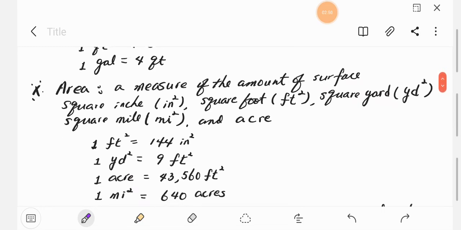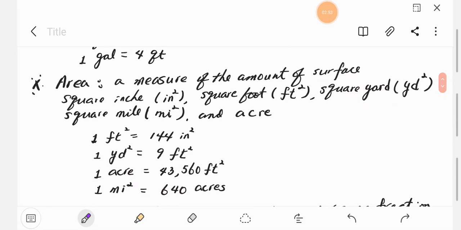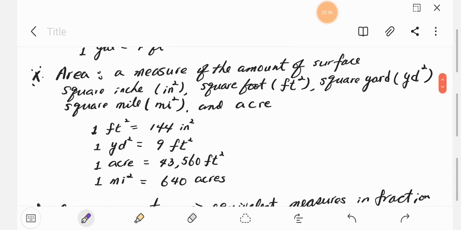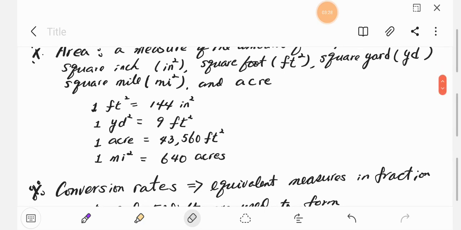How about the area? For the measurement of area, we use square. Square inch means multiply the inch twice, because area is base times height, length times width. So you're multiplying two side lengths, which means you are multiplying the units twice. When you multiply a number twice, we call it square. So square inches, square foot, square yard, square mile, or acre. Acre is a unit of area.